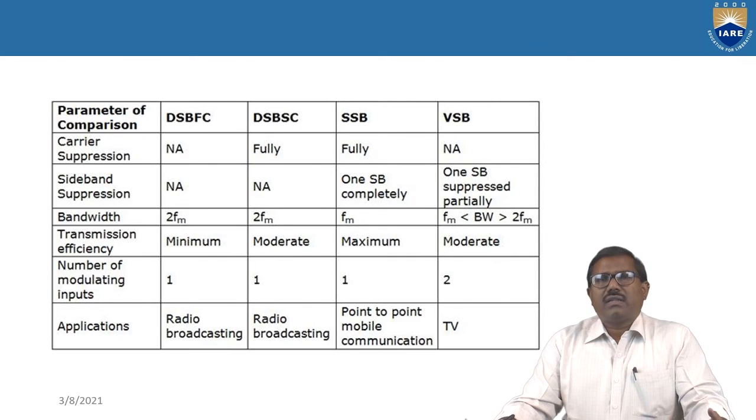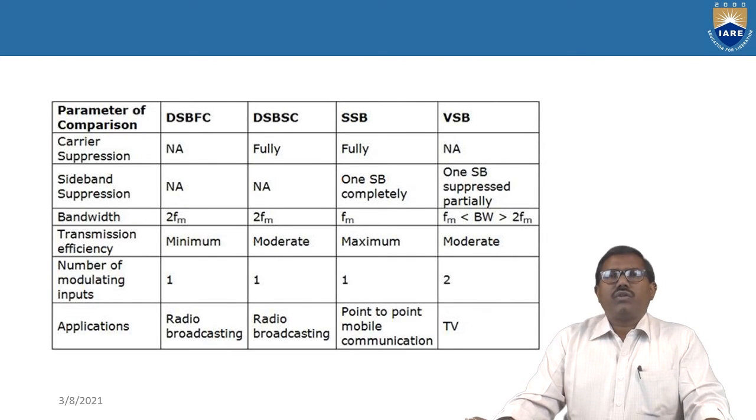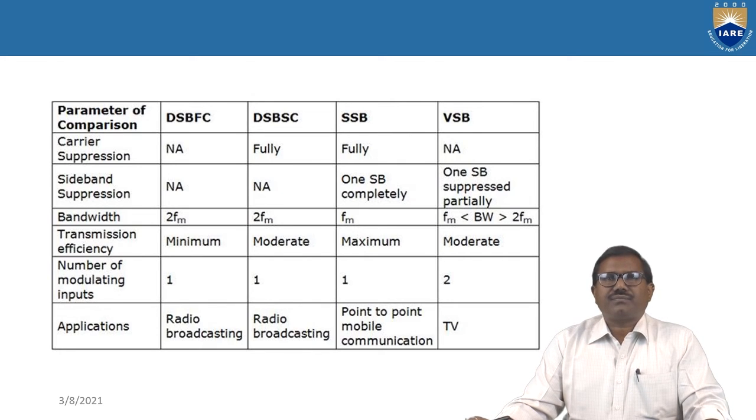Okay. Now we are going to compare the different modulation techniques. So one is DSB-FC, full carrier. It's nothing but our AM, standard AM. Another one is DSB-SC, and another one is SSB. The last one is VSB. So here we are taking the left hand side as the parameter of comparison.